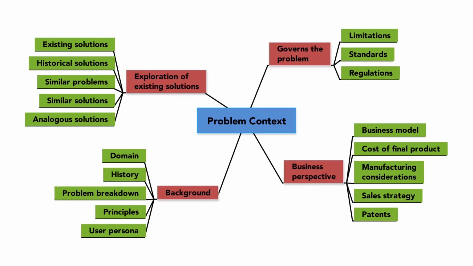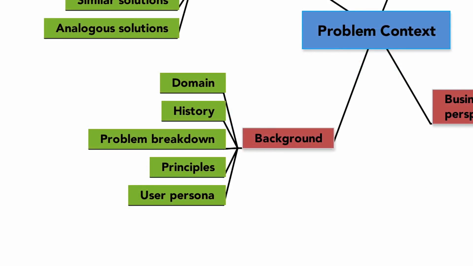In this video, we're going to use the same hierarchy as the previous video and cover the background, the existing solutions, the impact, and the business concerns. The background has 5 key sections. The first is some domain knowledge. Second would be history of the problem. Third, the breakdown of the problem itself. Now the fourth are principles which govern the problem. And the fifth would be the user persona.